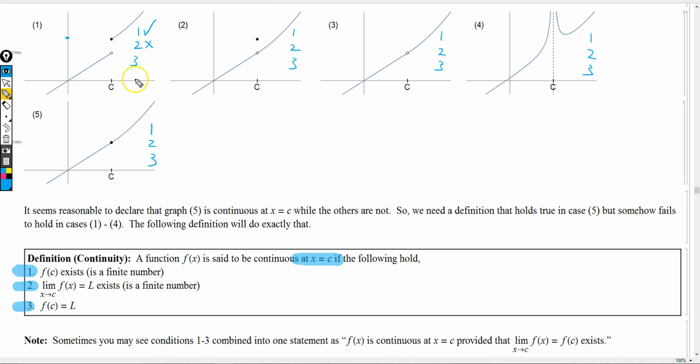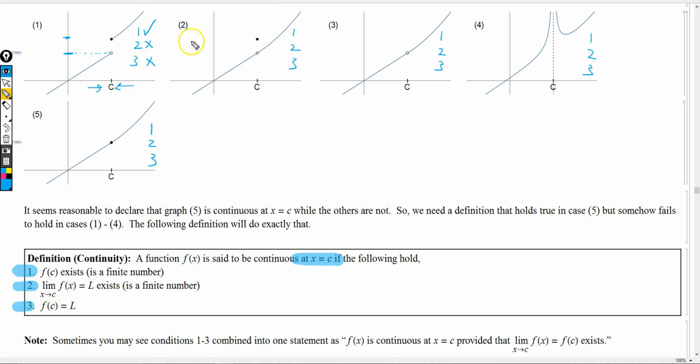Right? Because the right and left-hand limits would be different numbers. You see, as you approach c from the left, f of x is approaching that number on the y-axis, and as you approach c from the right, you're approaching this number on the y-axis. So f of x is not approaching a single number, so the limit does not exist. And if the limit doesn't exist, number 3 can't be satisfied either.